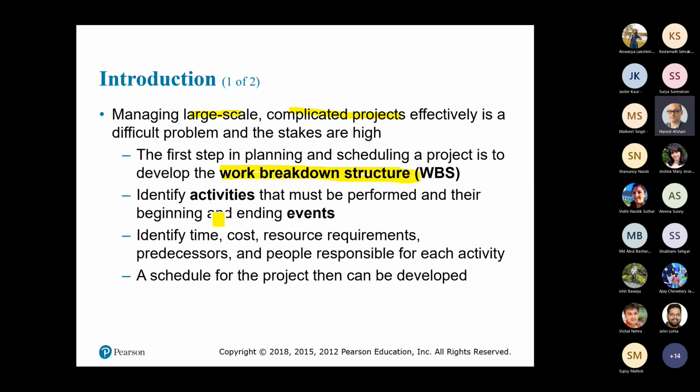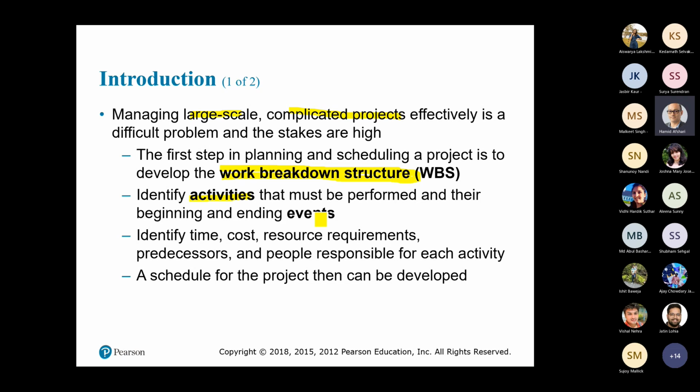Then what else you need to do? Identify activities that must be performed and their beginning and ending events. Okay, so you should identify all individual activities and how long it would take to do each. So if you need washing for 2 minutes, if you need cutting for 5 minutes, if you need, let's say, making the food in half an hour, that's something that you need to find out.